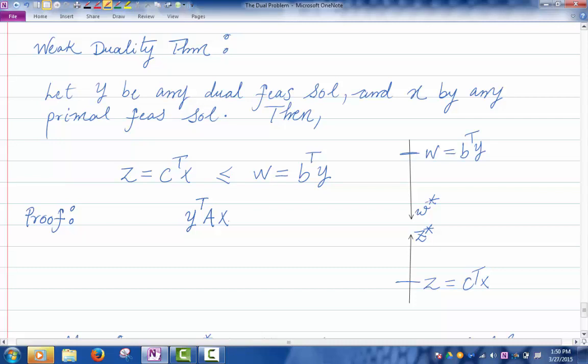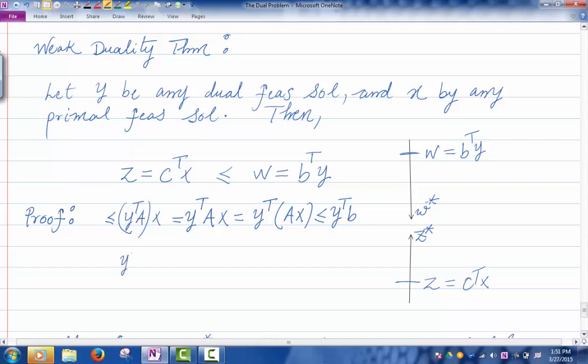Now you're going to group them together in two different ways. One is I am going to think about this as A times x right here, and also I'm going to think about this as y transpose A times x. Which one is what? On the right hand side, what are you getting? I know that A times x is less than b, right? Well, that's the primal problem, Ax is less than b. So I got that. Now, can somebody tell me what y transpose A is?